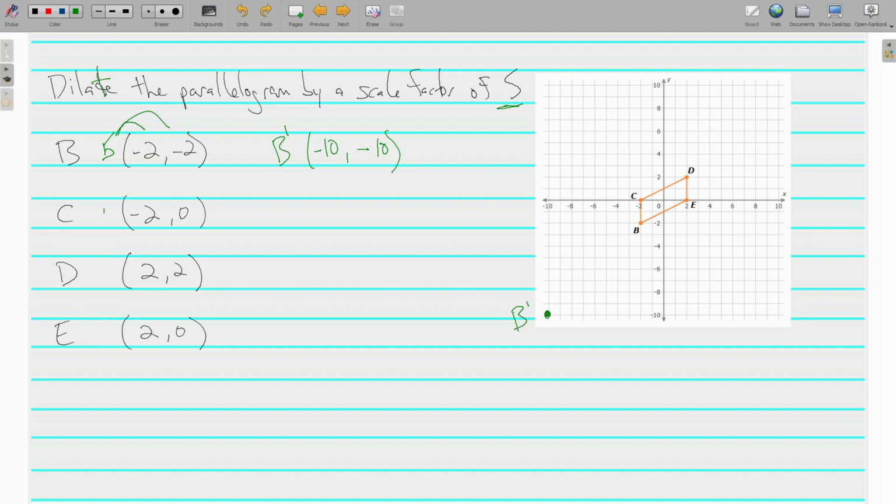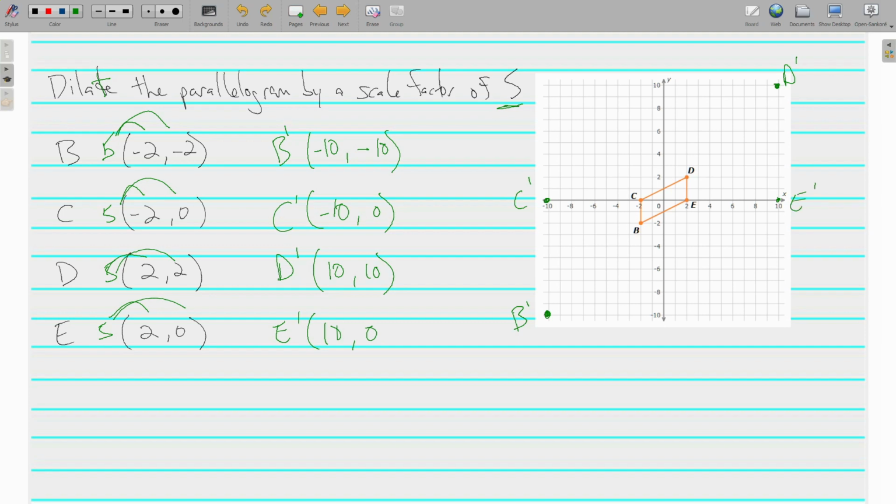Let's go ahead and multiply all of these. 5 times negative 2 for C prime is going to give us negative 10, and 5 times 0 is 0. So C prime is at negative 10, 0. For D prime, 5 times 2 is 10, and 5 times 2 is 10. Our D prime is up here in the opposite corner. And E prime, again, times 5. 5 times 2 is 10, 5 times 0 is 0. So E prime is at 10, 0.